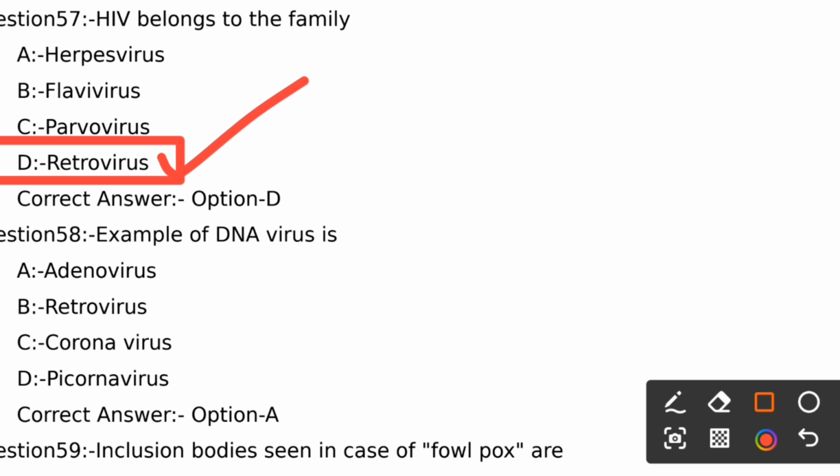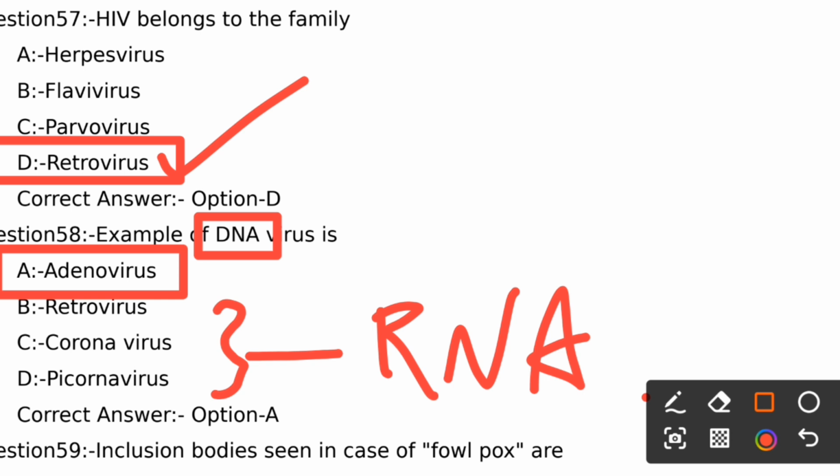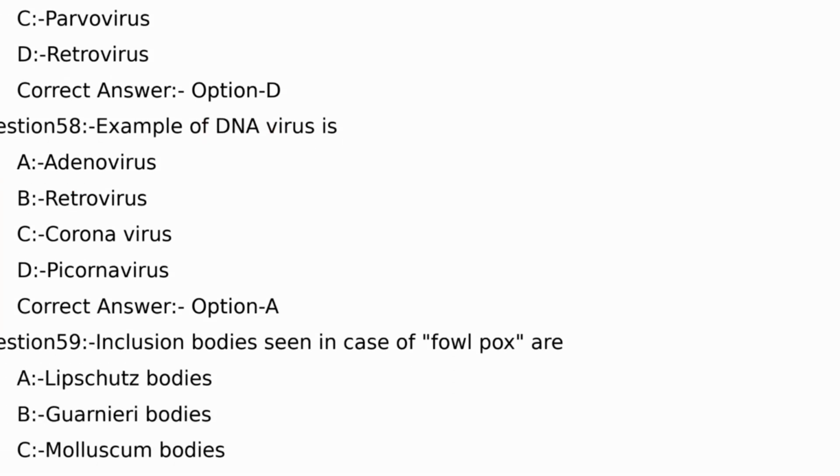Next question. Example of DNA virus. Option A adenovirus, option B retrovirus, option C coronavirus, option D picornavirus. Which of the following is an example of DNA virus? See, here retrovirus, coronavirus and picornavirus are RNA viruses. The question is to find out the DNA virus. Here the DNA virus is adenovirus.